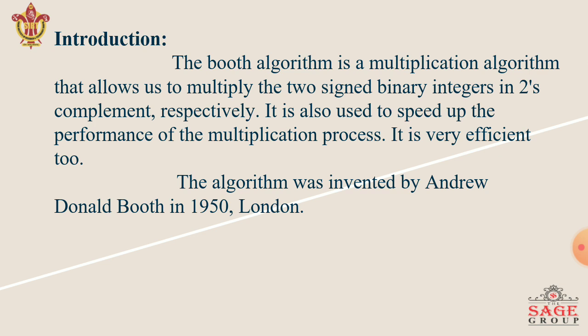Now, in the introduction part, the Booth algorithm is a multiplication algorithm that allows us to multiply two signed binary integers in 2's complement respectively. It is also used to speed up the performance of the multiplication process. It is very efficient too. The algorithm was invented by Andrew Donald Booth in 1950 in London.